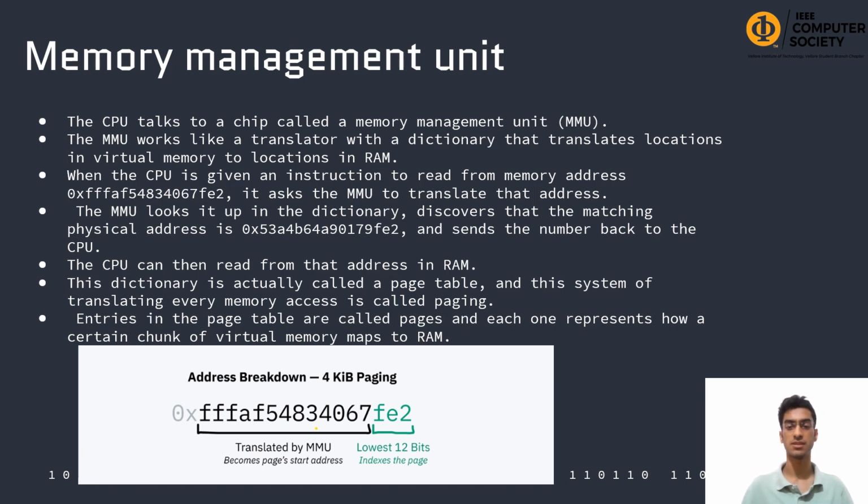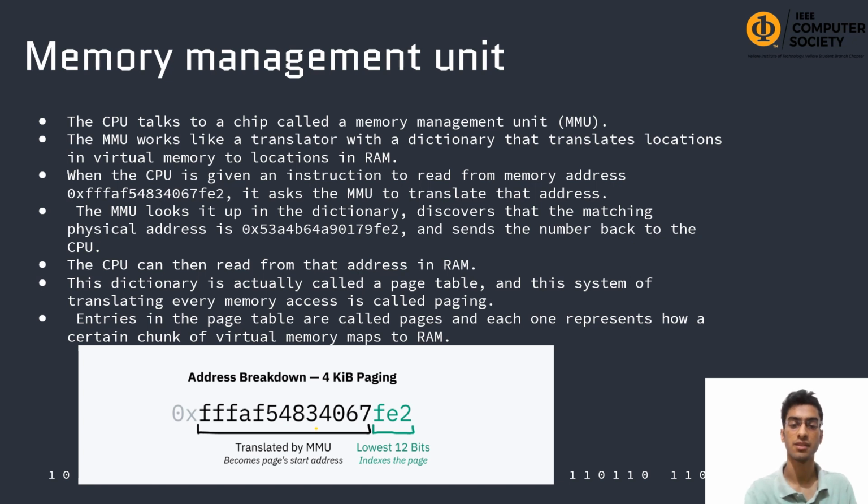These chunks are always a fixed size, and the chunk size differs by processor architecture. For example, x86-64 has a default 4 kilobyte size, meaning that the page specifies the mapping for a block of memory which is 4096 bytes long.